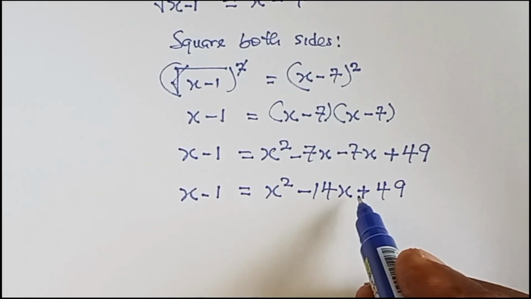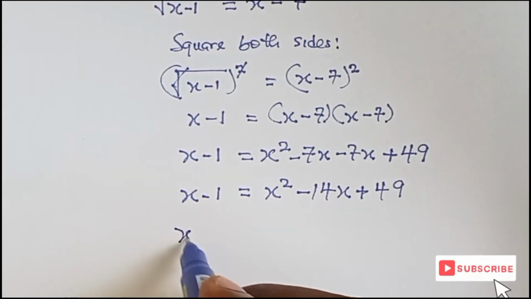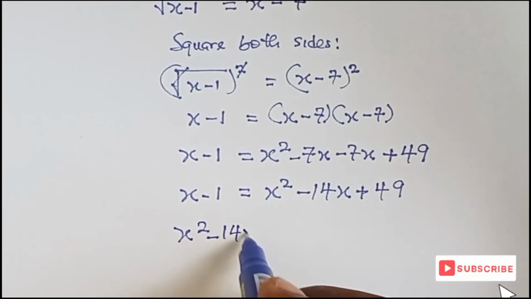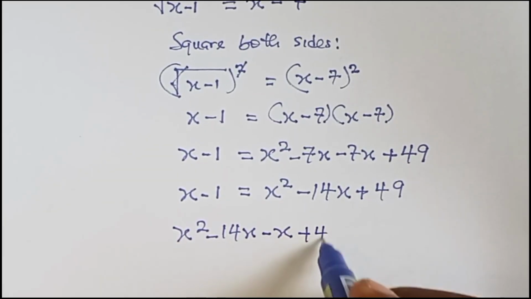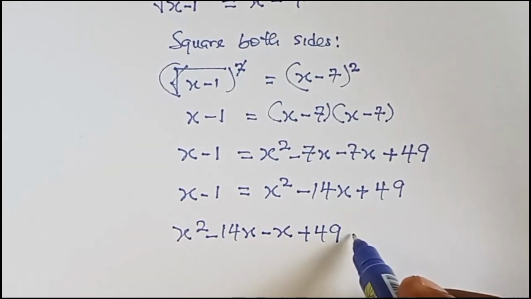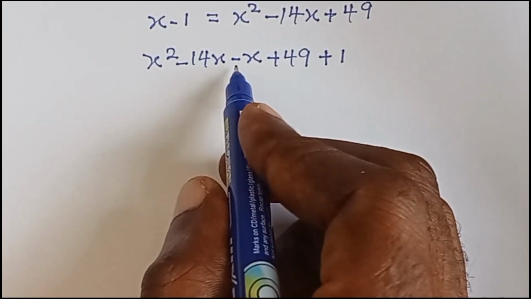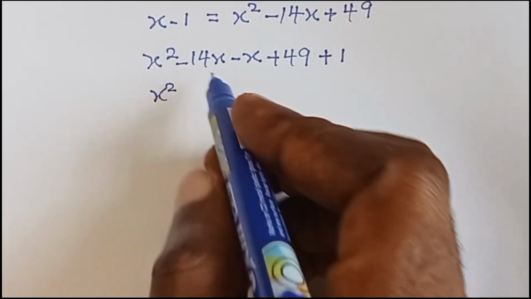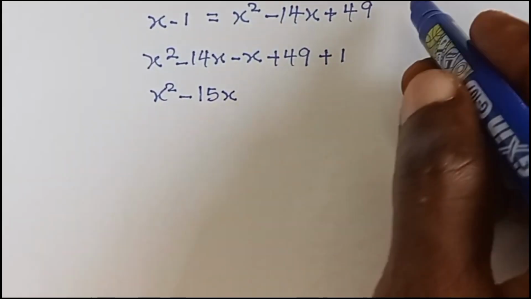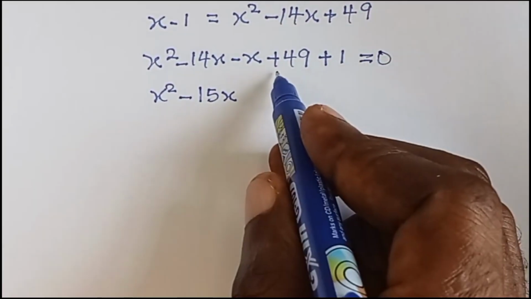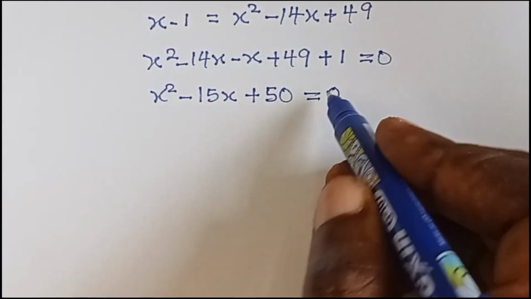Okay, now let's rearrange. Let's move x minus 1 to the other side. Then it becomes x squared minus 14x, move this x, becomes minus x. We have this plus 49. Move this minus 1, it becomes plus 1. So let's put this together. We have minus 14x minus x gives minus 15x. Then plus, okay, this should be equal to 0. Plus 49 plus 1 is plus 50 equals 0.